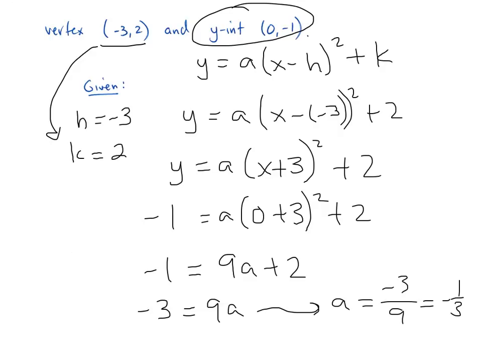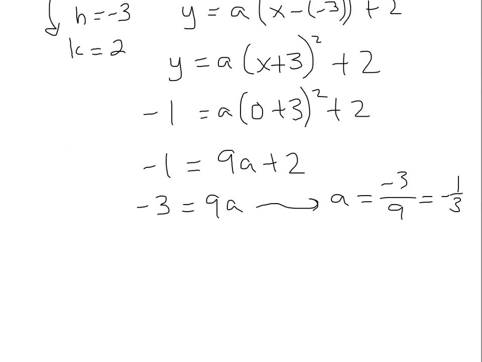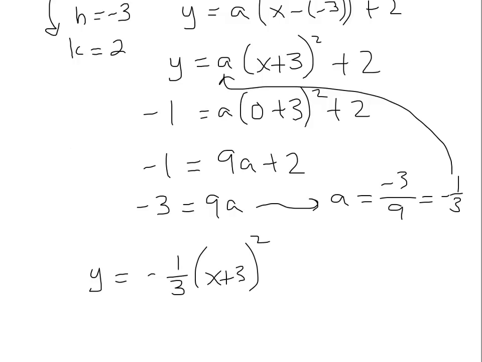So putting this all together, we have our equation. Putting this a value into our original form, our equation is y equals -1/3 times x plus 3 quantity squared plus 2. And as a check to make sure this makes sense, think of the rough picture. We said that the vertex was at -3, 2, and then there was a y-intercept at 0, -1. So it makes sense, I think, that the parabola should open down, and therefore a is going to be negative. So a being -1/3 seems to be consistent with what our picture should look like.